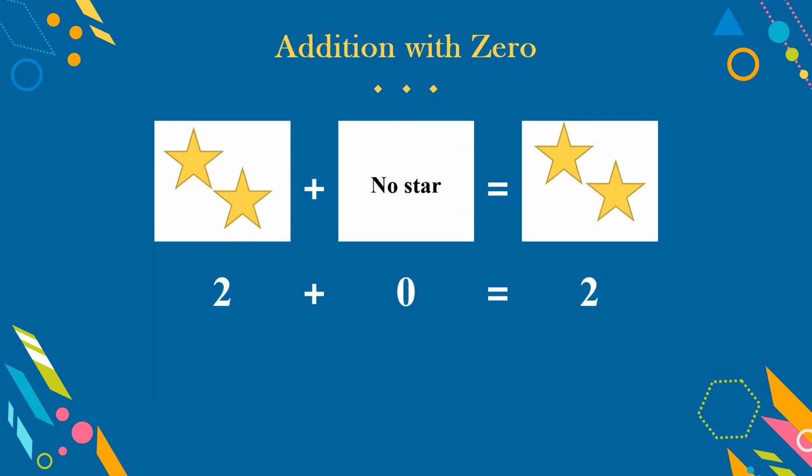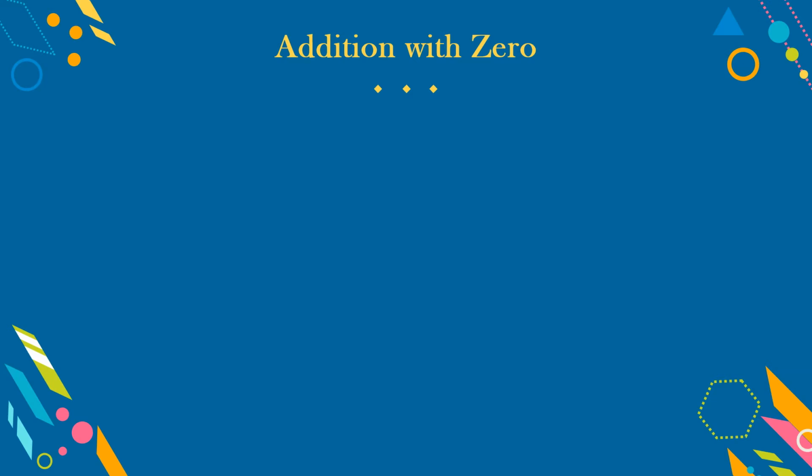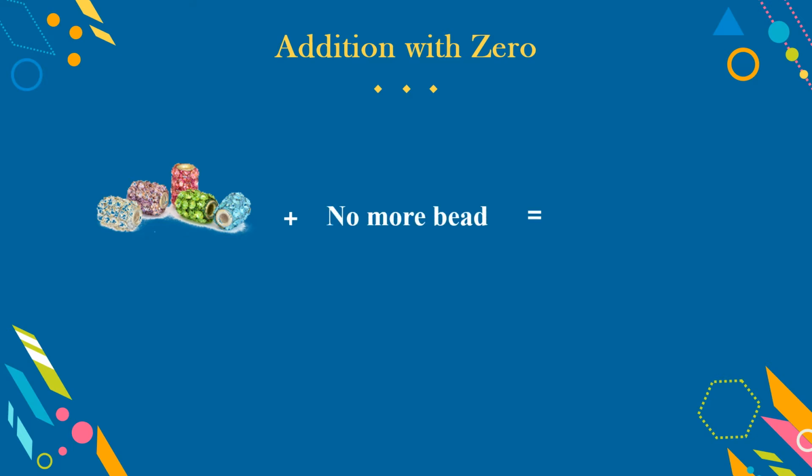Here we have 2 stars in the first box and no star in the other box. We have 2 stars in all. So we can write 2 plus 0 equals 2. We have 1 sun in the first box and no sun in the second box. We have 1 sun in all. So we can write 1 plus 0 equals 1. We have 5 beads and no more bead. We have 5 beads in all. So we can write 5 plus 0 equals 5.